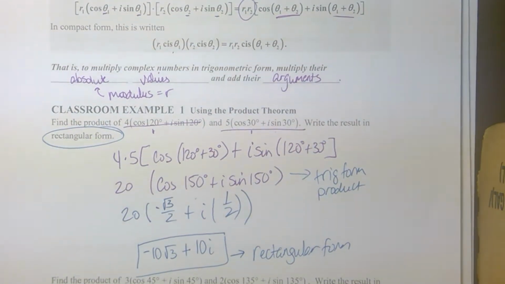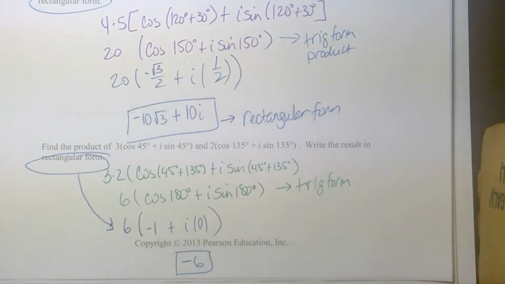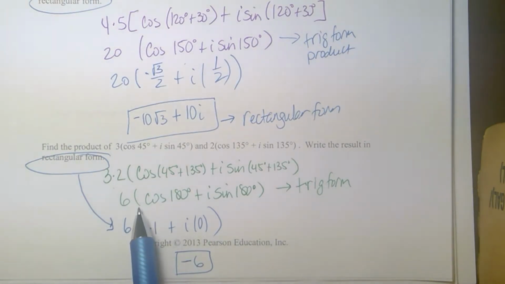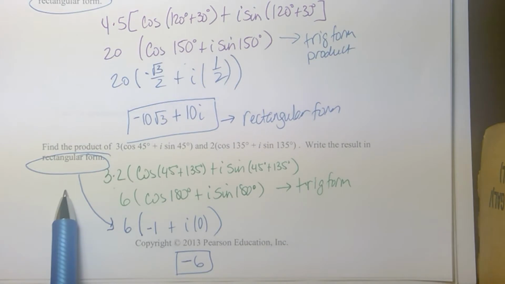Okay, if you think you've got it, pause the video and do this next example. Okay, so here is what you should have gotten on this second example. Remember, you multiply the moduli, you add the arguments. So you get 6 CIS 180 in trig form, but you're asked for rectangular form.